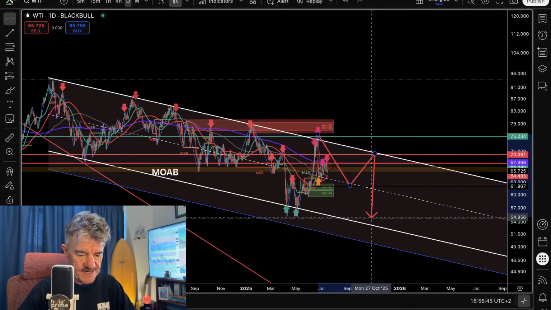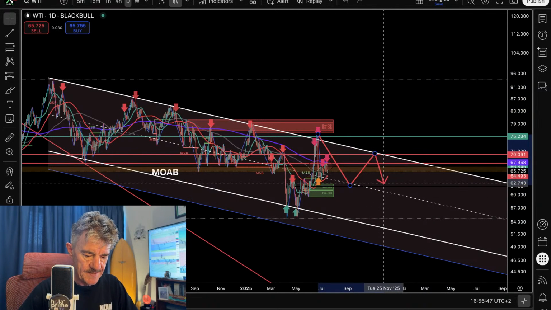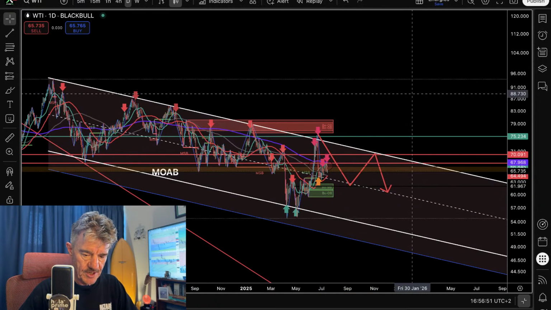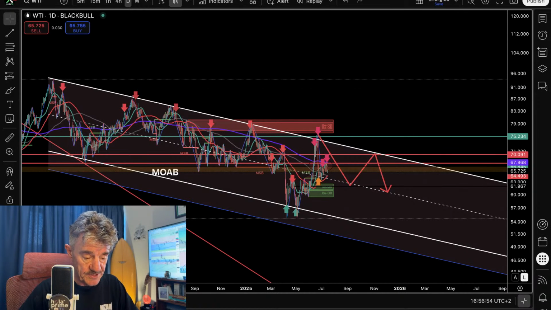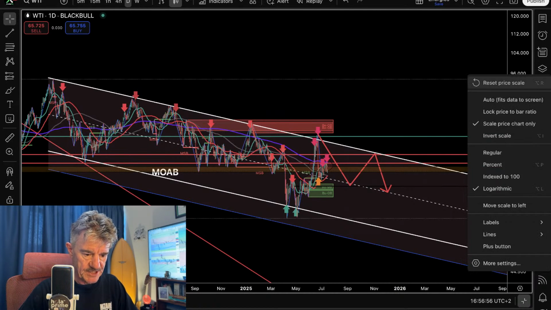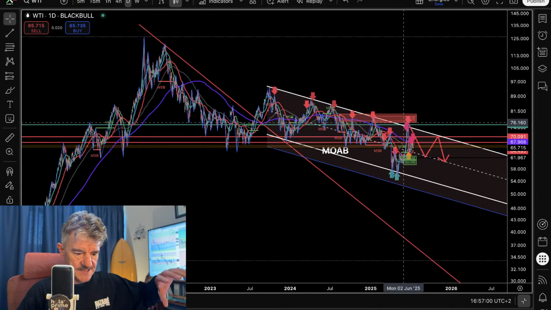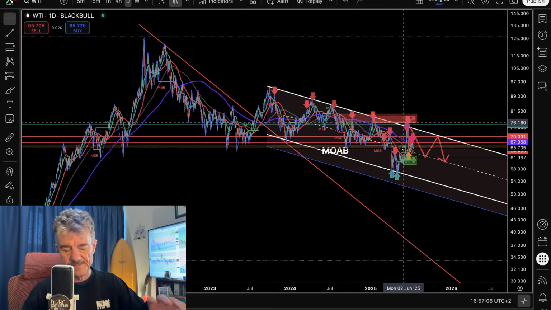All of these channels eventually do break, of course, and this one's been going along for a little bit too long. It's too neat, too long, and it's sloping downwards. So it's not a bull channel. It's a bear channel. So a channel that's sloping downwards whilst we're trading inside the channel, it's a bear market strategy. We're selling the top of the channel.